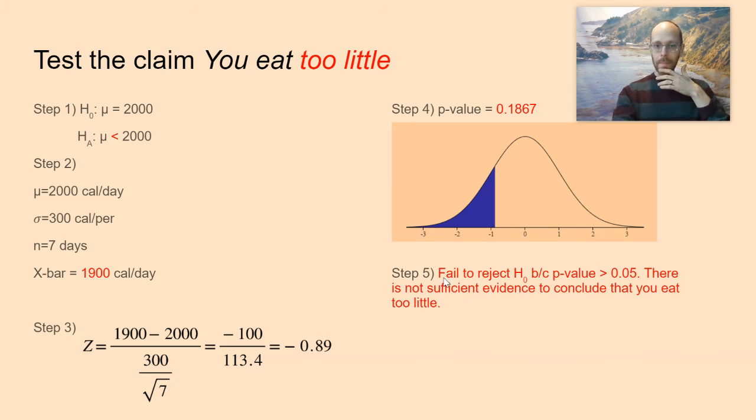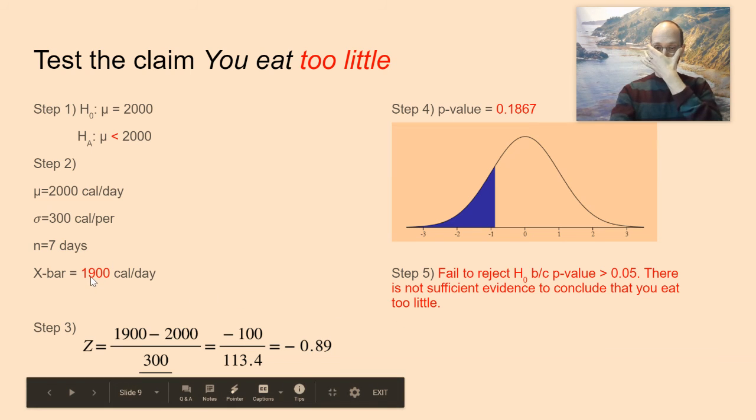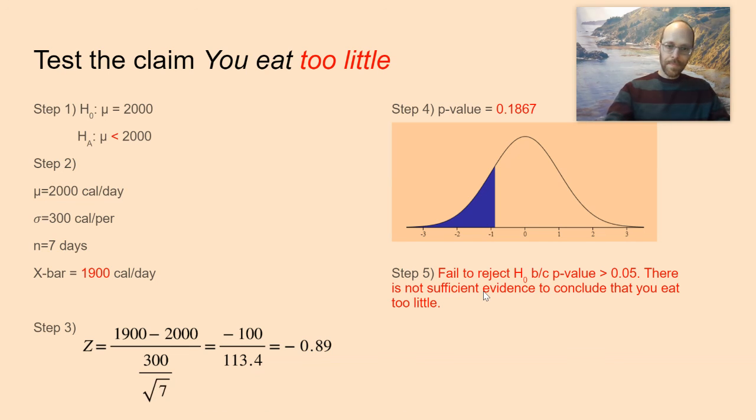This time we're going to say, fail to reject H naught because the p-value is larger than 5%. So there's our technical statement. And then to put that into real-world terms, we'll say, there is not sufficient evidence to conclude that you eat too little. Okay. Doesn't mean that you don't eat too little. I mean, your average was below average. Just means that there's not evidence to conclude that you definitely eat too little.